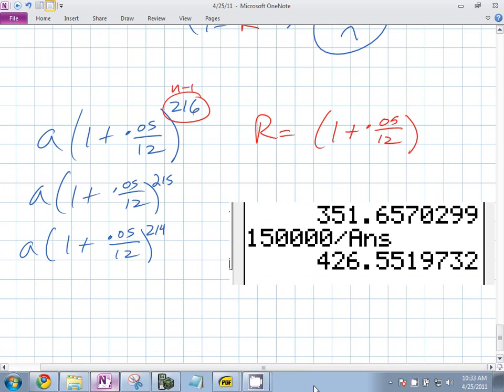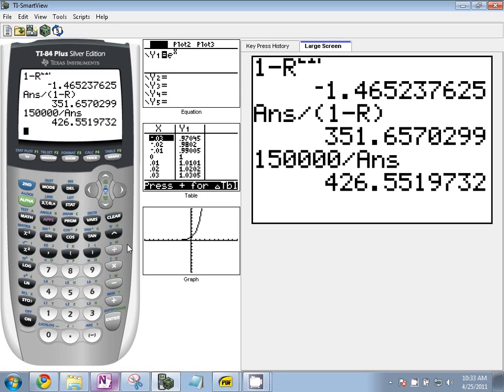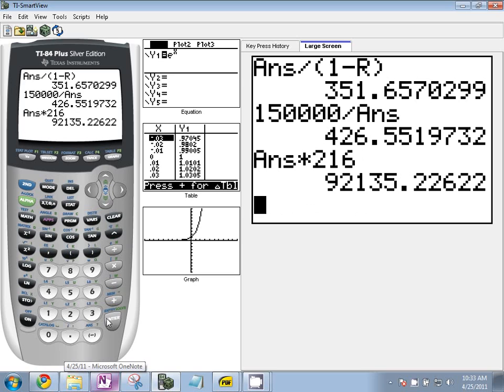So what should we multiply that by? 216 payments, right? Cool. You actually put away payments equaling $92,000, but how much do you end up with in the account? 150. It's pretty cool. It's pretty neat.